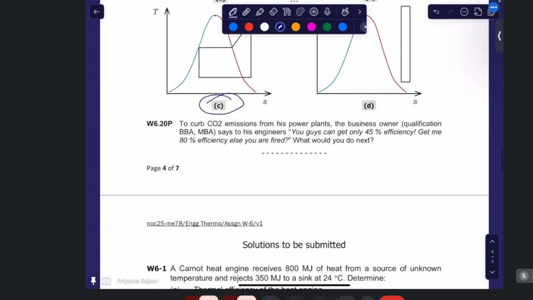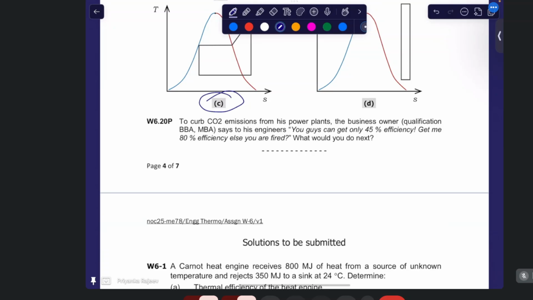Now 20. A business owner, to curb CO2 emissions from his power plants, with qualification BBA, MBA, okay, fine, says to his engineers, you guys can get only 45% efficiency. Get me 80% efficiency, else you're fired. What would you do next?